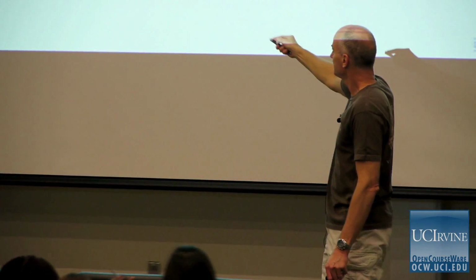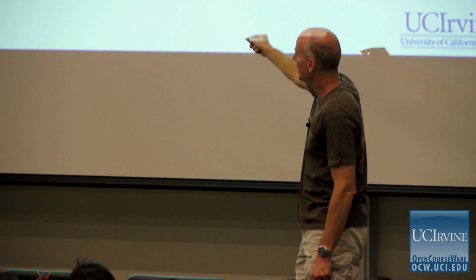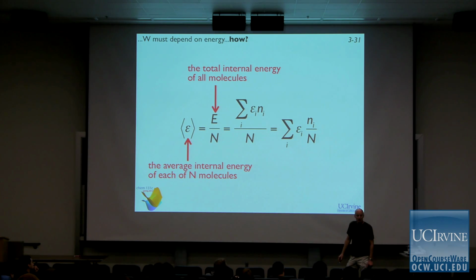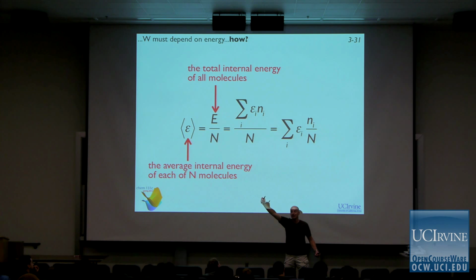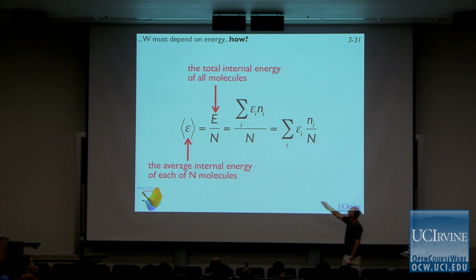So this is the average energy. We're going to call it the average internal energy because it's exclusive of the translational energy. In other words, an atom might have some energy because it's zooming around. It's got some kinetic energy. This is the internal energy. This is the total energy. To get the average energy, I divide by the total number of atoms or molecules. Total energy divided by the number of objects that have energy is the average energy per object.